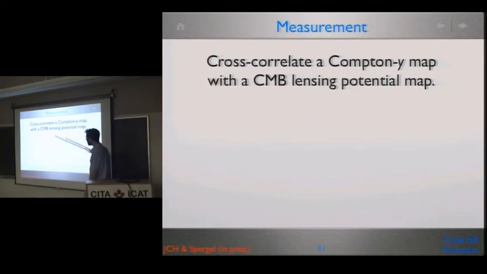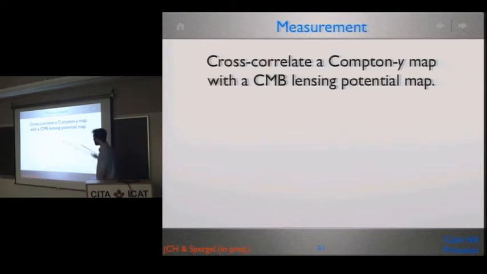All right, so how do you measure this? It's really this easy in principle. You have a Compton-y map and a CMB lensing potential map, and you cross-correlate them. The CMB lensing potential map was released by the Planck collaboration. It's a nice data product, and it's great to work with. They did not release a Compton-y map. As to why they didn't do this, I don't know.